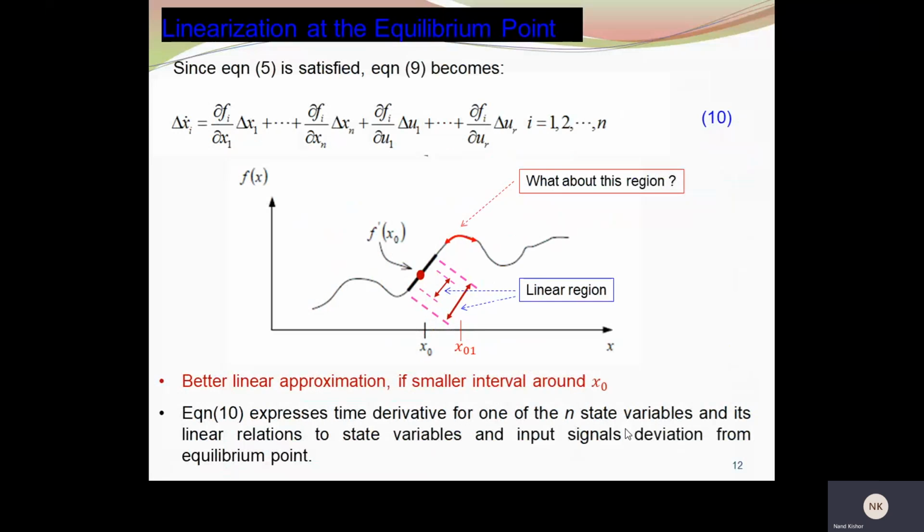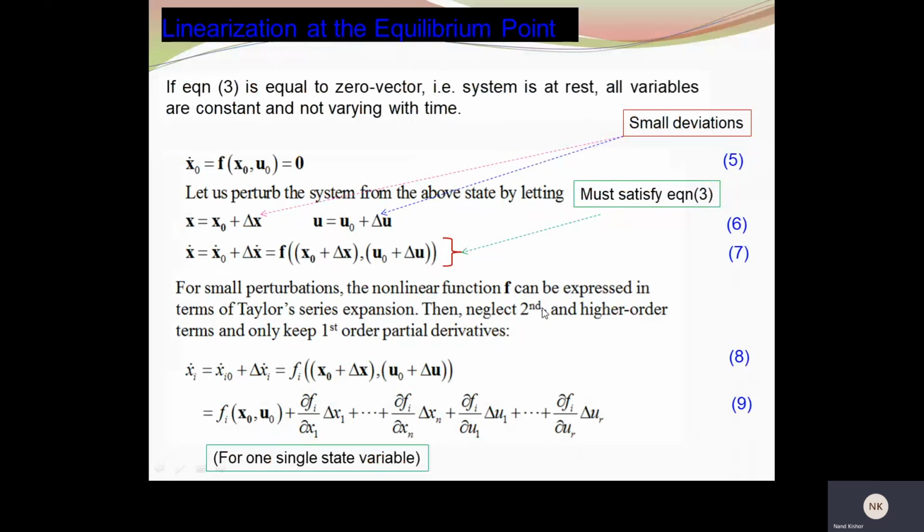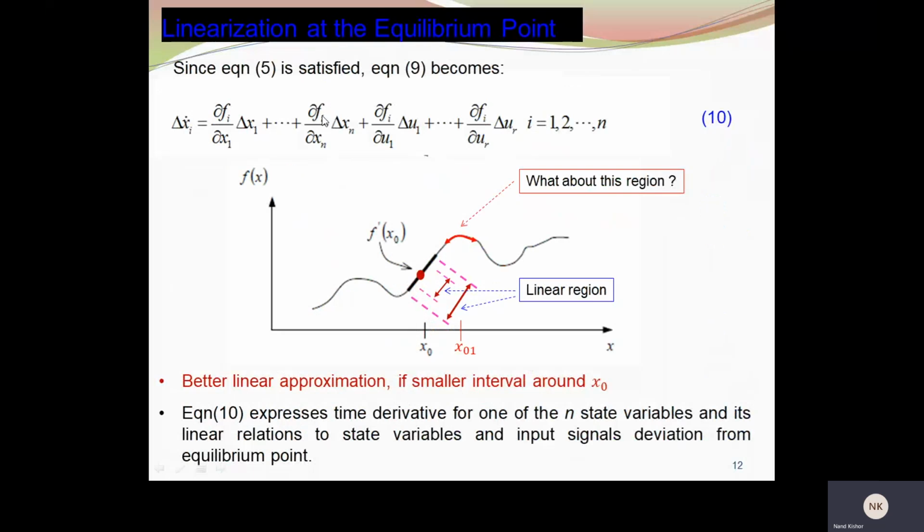We move to the next slide. Now, from the previous slide, equation 5, we said that it must be satisfied. So that means the variables are constant and not time varying. With these assumptions, we can write equation 9 in the form of equation 10, so we have it in this way.